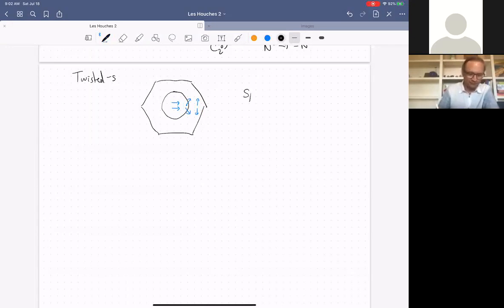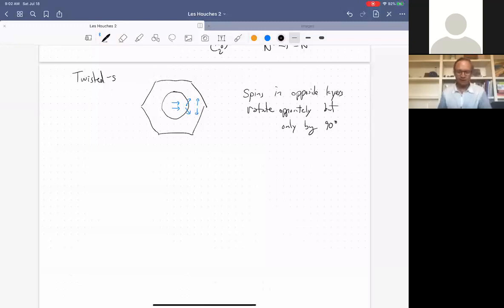So spins in opposite layers rotate oppositely, but only by 90 degrees. So one thing you can notice is this is obviously unfavorable from the point of view of Ising anisotropy. And so this becomes disfavored as we increase D.